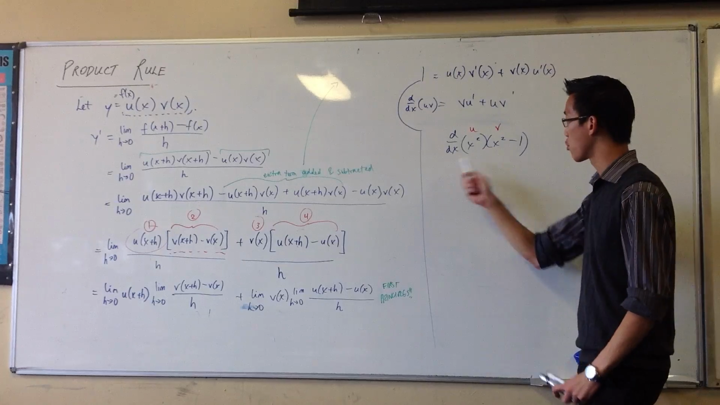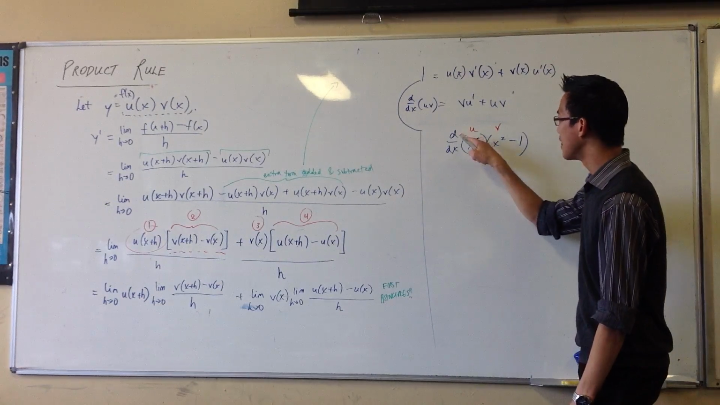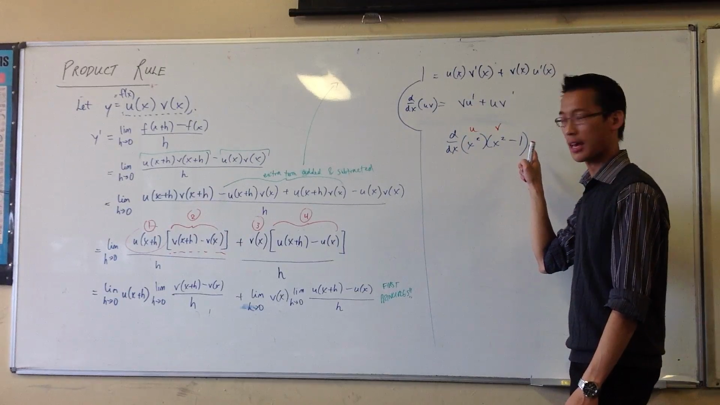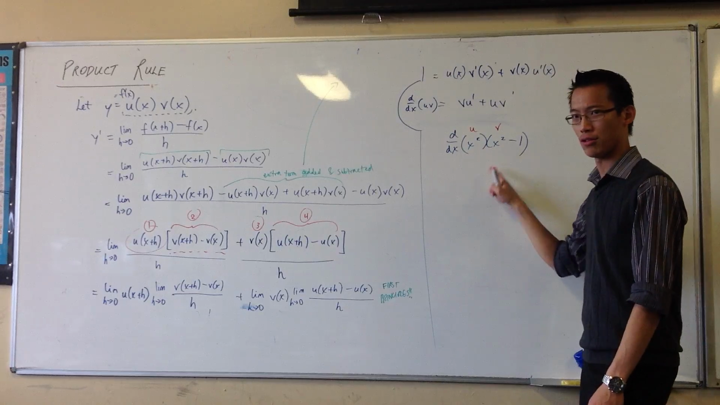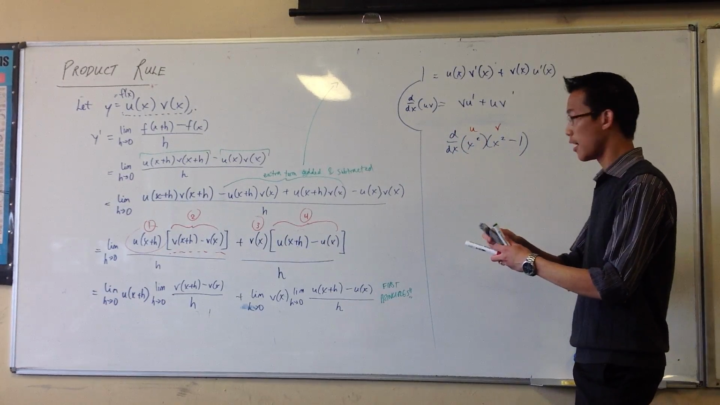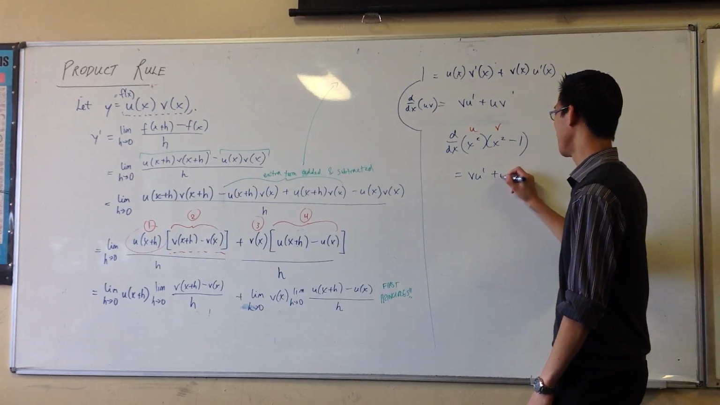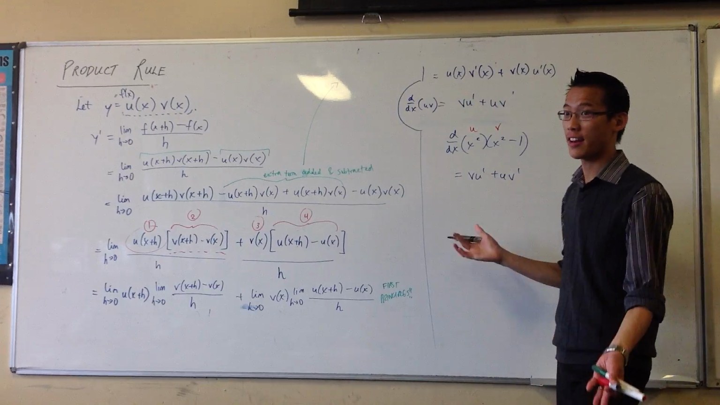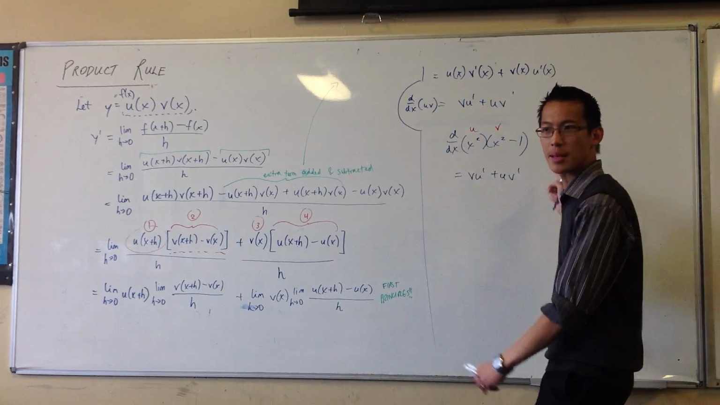What I do when I see a product is I get out another color, or if you're lazy, use the same color, and I label each function. Now again, because it's a product, the order doesn't matter. This could be v and this could be u, but I just put them in alphabetical order. So the derivative of an uv is a vuv. So here we go. I write this formula down, not because it gets marks, but because it helps me remember the right steps I've got to go through.